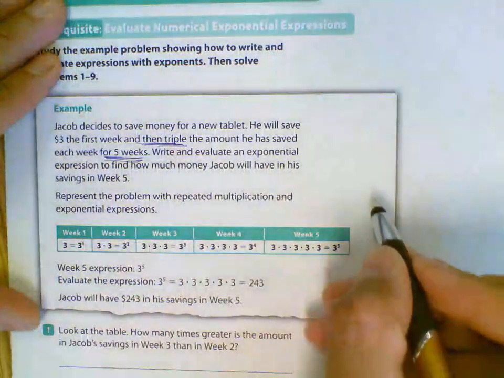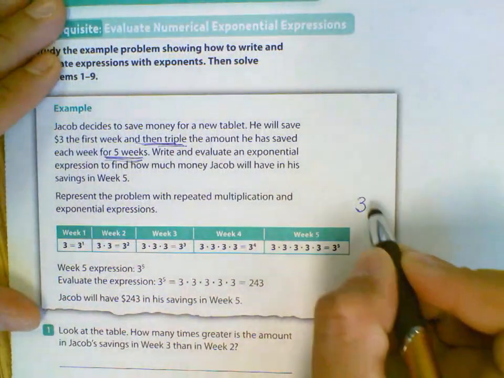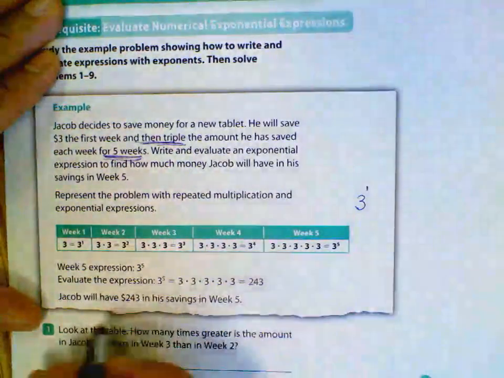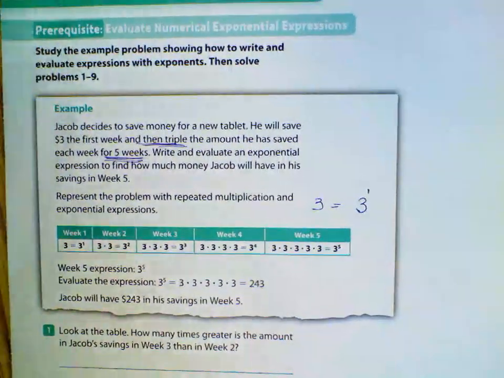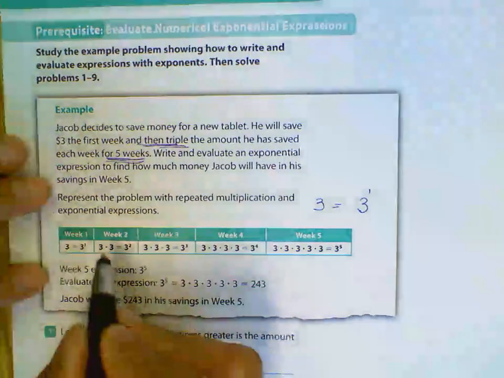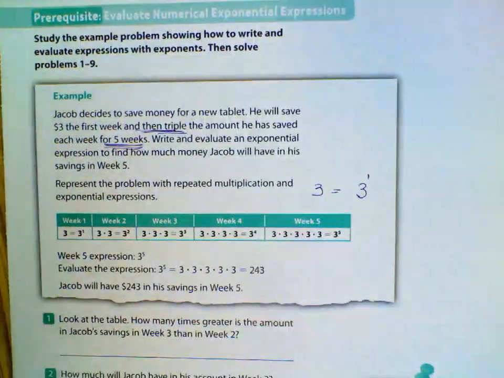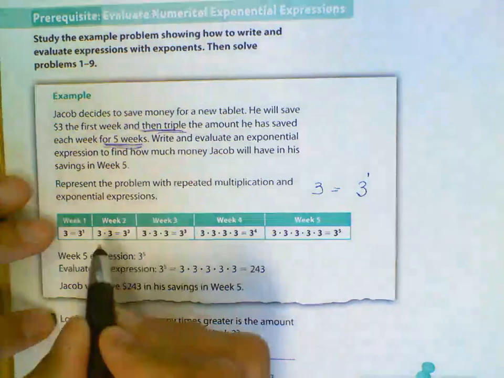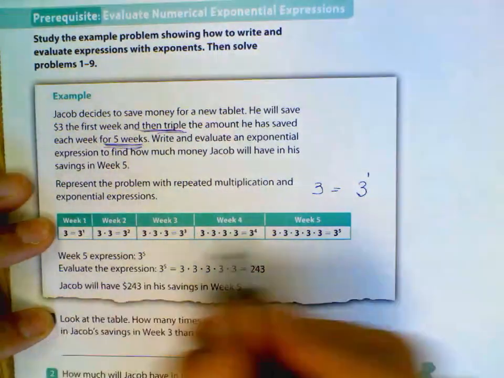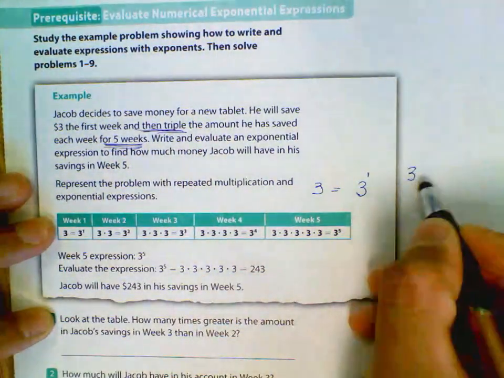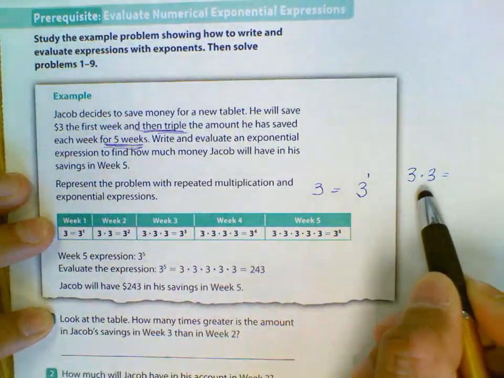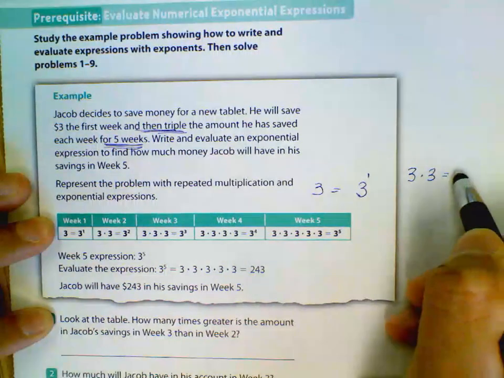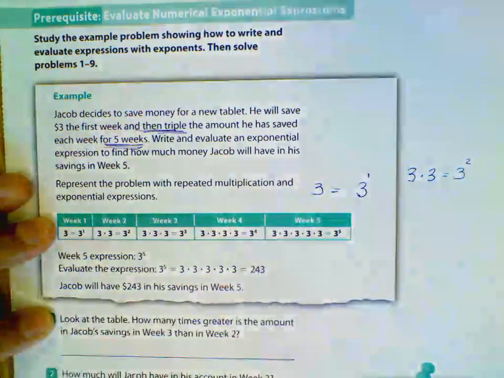So if he only puts $3, that means it's 3 to the first power. The reason why we have that 3 is equal to 3 to the first power is because 3 to the 1 is equal to 3. Then on week 2, he's tripled that amount. So 3 times 3 is equal to, question, how many times did you multiply that number? 2 times, so it's 3 to the second power.